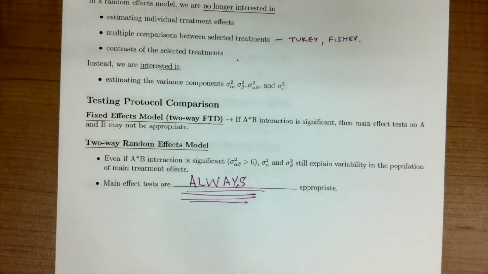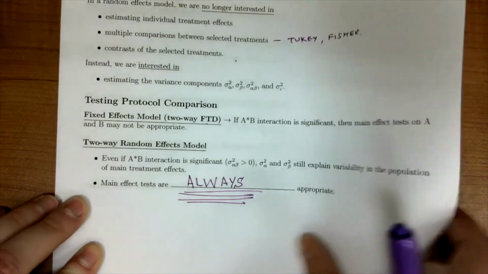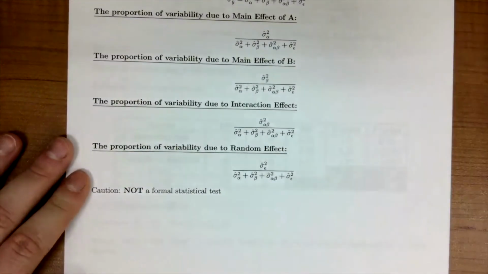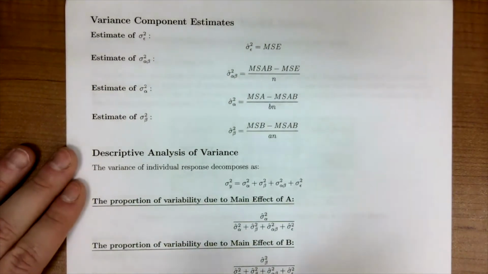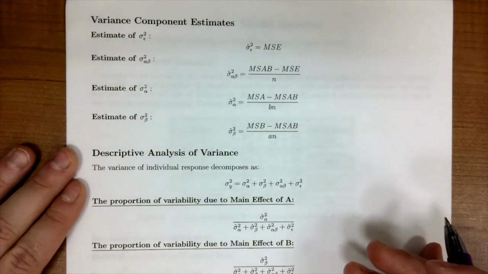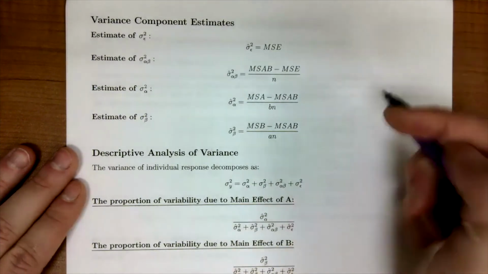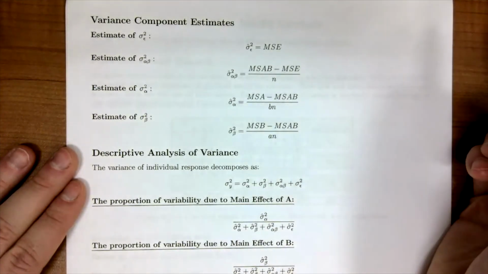Okay, now we've talked a lot about variance components and the population, but we also have to know how to estimate these variance components. So the last portion of these notes looks at how we would estimate them. Really, it's just kind of plugging into these formulas and going about our day.